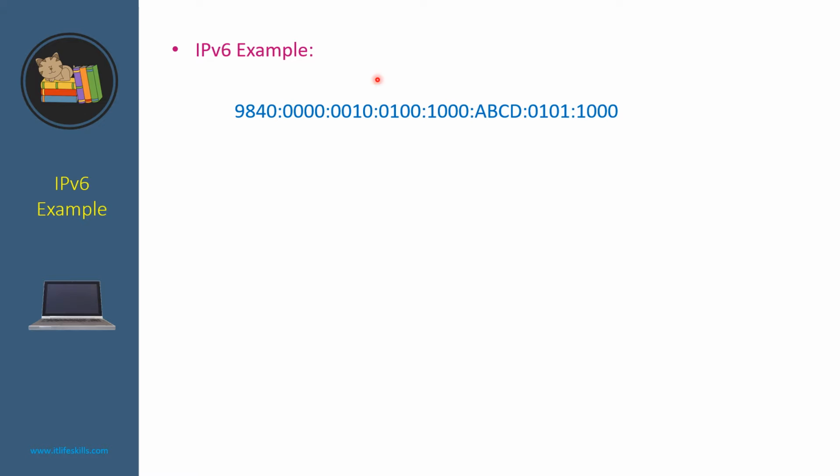Here is an IP version 6 written in the long form. As you can see, it has 8 quartets and each hexadecimal digit represents 4 bits. So a quartet represents 16 bits. Therefore, the 8 quartets of IP version 6 has 128 bits.